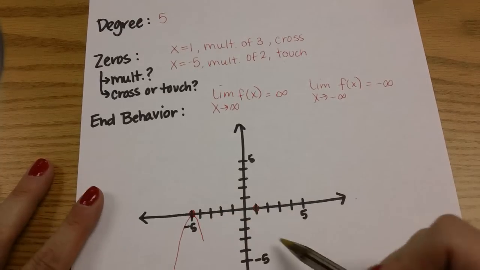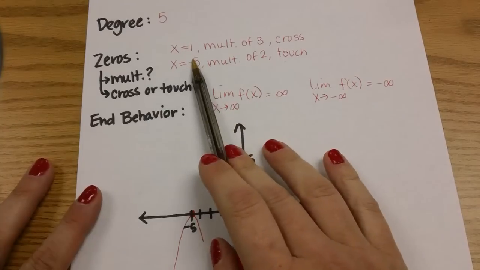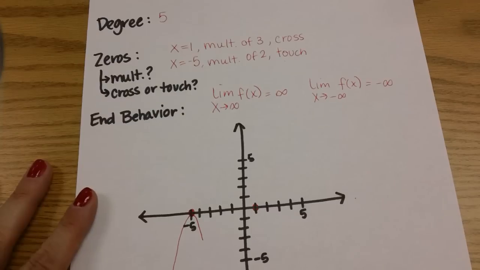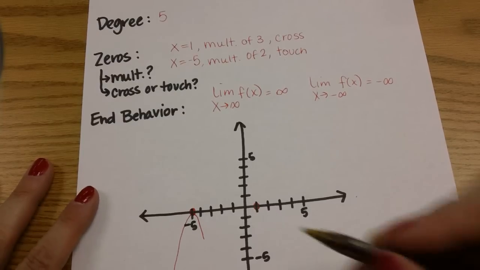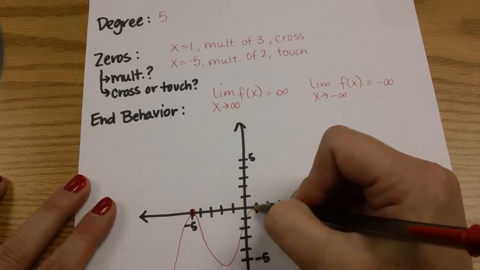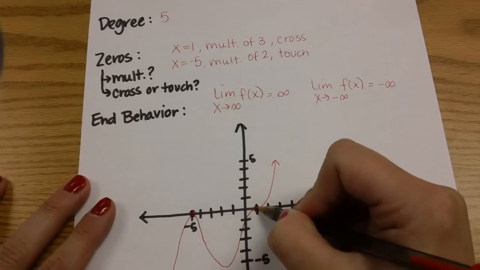Now let's talk about what happens over here at x equals 1. We have a multiplicity of 3. That means it's going to come up, flatten out a little bit at 1, and then continue on. So our graph is going to look something like this. See how it flattens out a little bit right there.